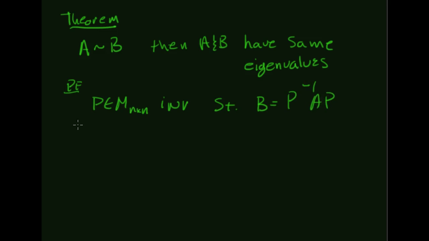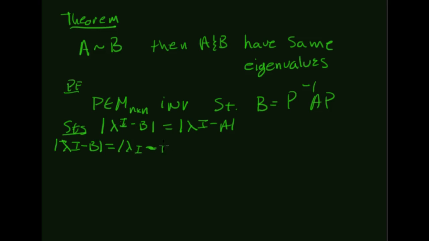So it suffices to show here that the characteristic polynomial for B, lambda I minus B, is equal to the characteristic polynomial for A. If these two characteristic polynomials are equal, then the eigenvalues of B have to equal the eigenvalues of A. All right, so let's start off with the characteristic polynomial of B. If I do that, I can replace the B with P inverse AP. That's the expected first move here.